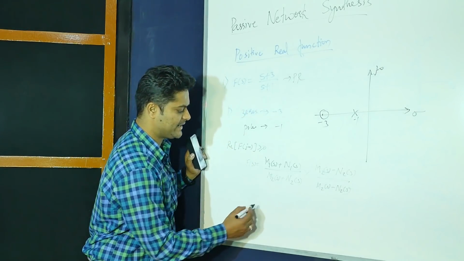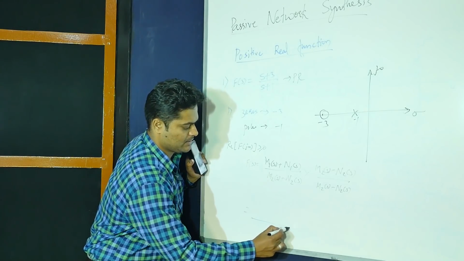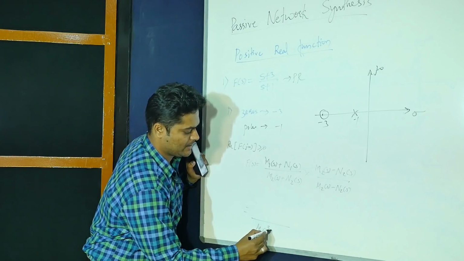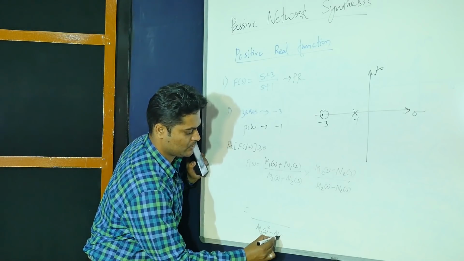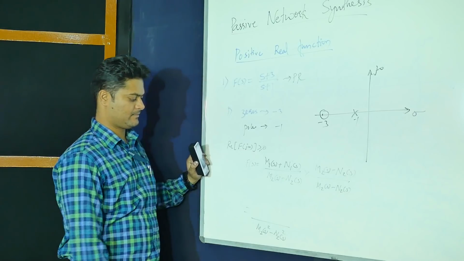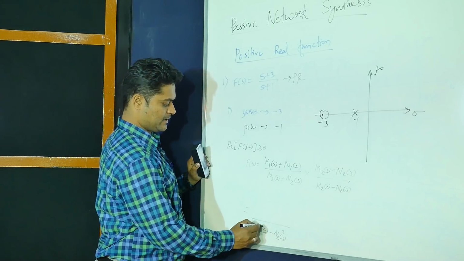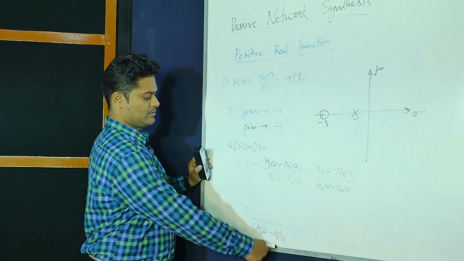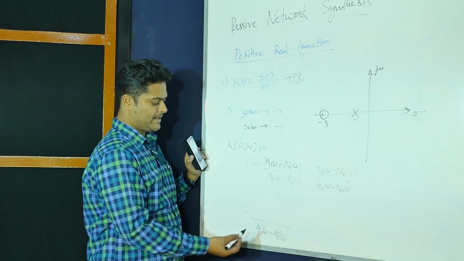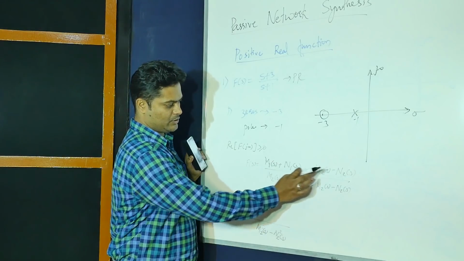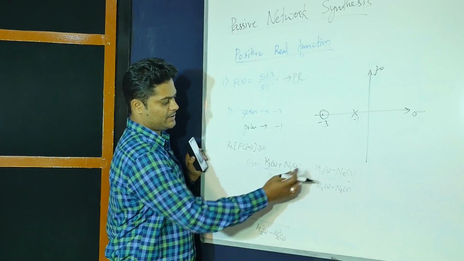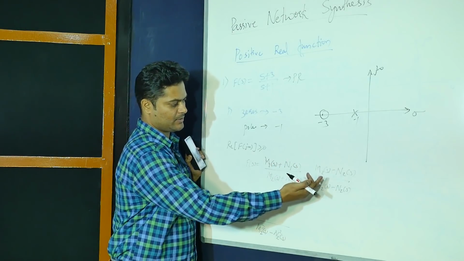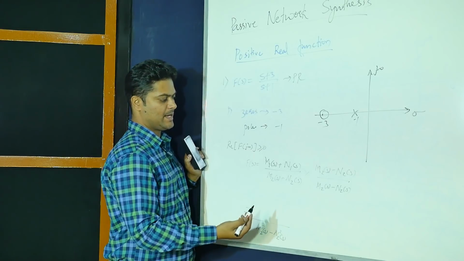When I multiply, what happens? My denominator will be m2 of s square minus n2 of s square, right? Or I can say m square minus n square: m2 square minus n2 square. And the numerator, what happens? m1 into m2 minus n1 into n2, as well as m1 into minus n2, n1 into m2.